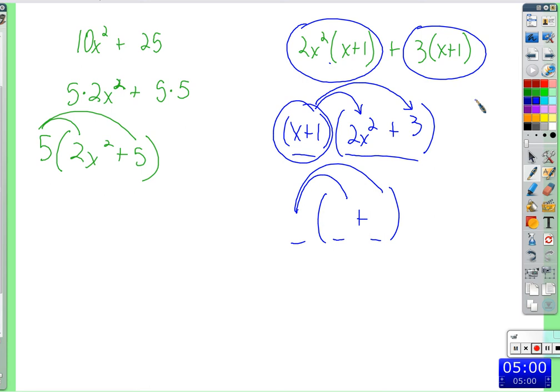Right, let's look at another one. Just like this, I'm just going to make up some new numbers. I'm going to give you a common factor that's a parentheses. I want you to factor it out.